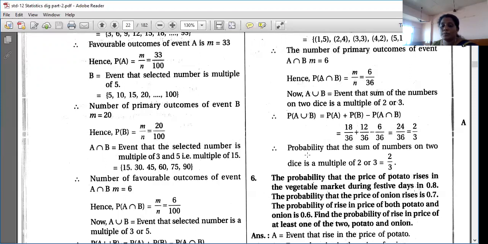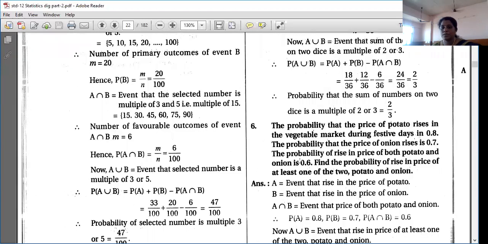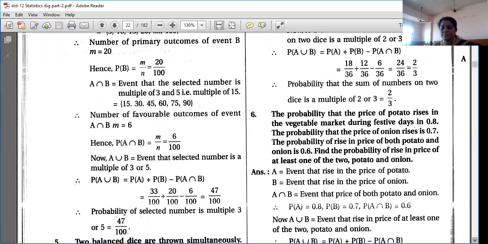Right? Now the probability that the sum of the numbers, you have to end your answer in a statement. That is probability. Therefore the probability that the sum of numbers on two dice is a multiple of 2 or 3 is 2 by 3. Your answer comes to 2 by 3. Okay. Now we'll see the next question. That is question number 6.